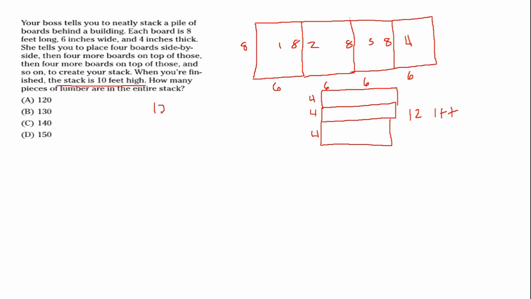So 10 feet is the same as 10 times 12. There are 12 inches in a foot. That's the same as 120 inches tall. If each stack is 120 inches tall, how many pieces of lumber are there in one stack? We know each piece of lumber is 4 inches tall. So we do 120 divided by 4. 4 goes into 12 3 times, so 4 goes into 120 30 times. So in each stack, we know there are 30 pieces of lumber.